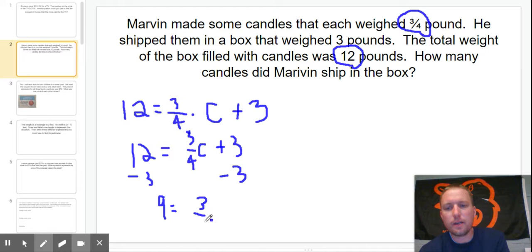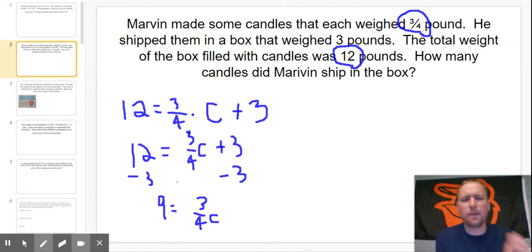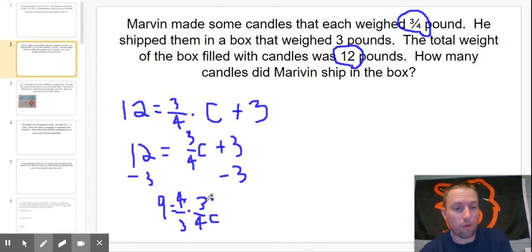Now, the next step is we want to get our variable C by itself. How would we do that? Well, when we are multiplying by a fraction, you would multiply by the reciprocal, where you flip the numerator and the denominator. Why do you think we would do that? If you said because it would eliminate the coefficient, the number in front of the variable, you're right. So we're going to multiply 3/4 by 4/3. Now watch what happens. 4 times 3 equals 12, and 3 times 4 equals 12. 12 over 12 equals 1. So it cancels itself out.